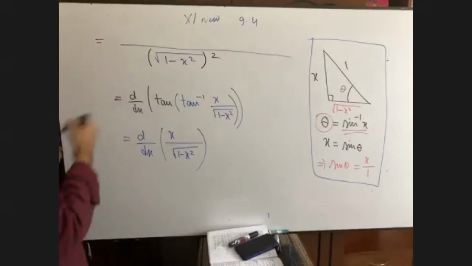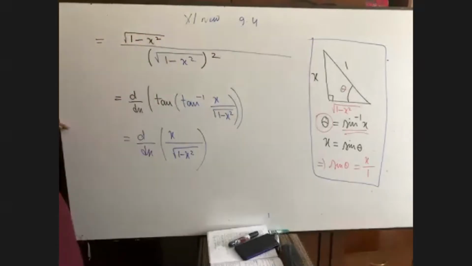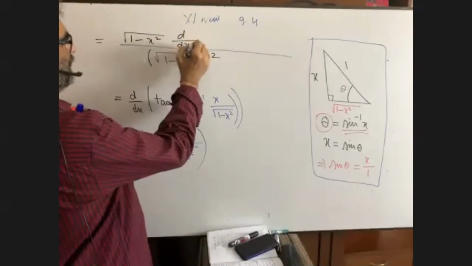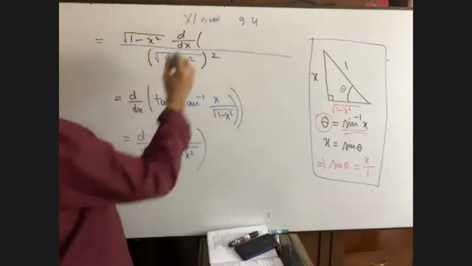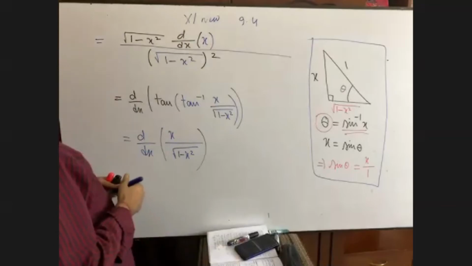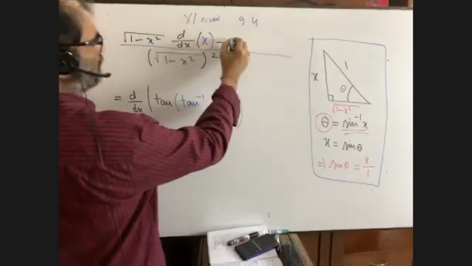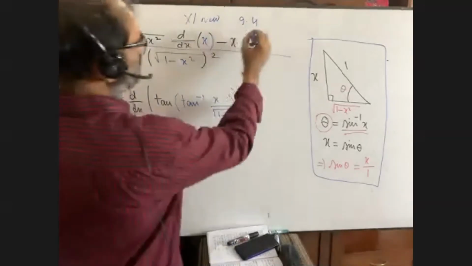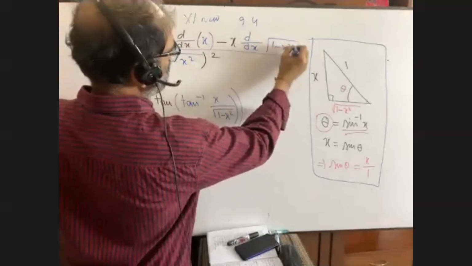Then it starts with v, root over 1 minus x square, times d by dx of u. Here in this math, u equals what? x. Now in the formula there is a minus, so write down minus x. Then it is d by dx of root over 1 minus x square.